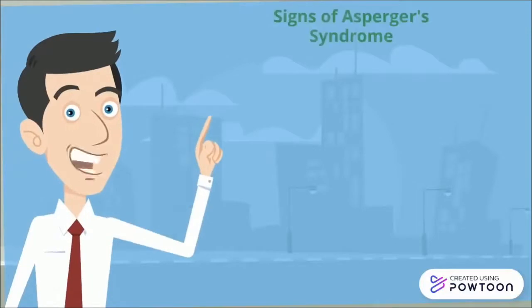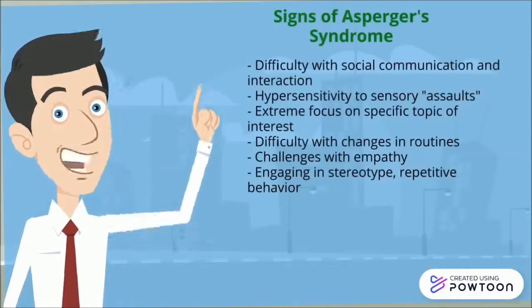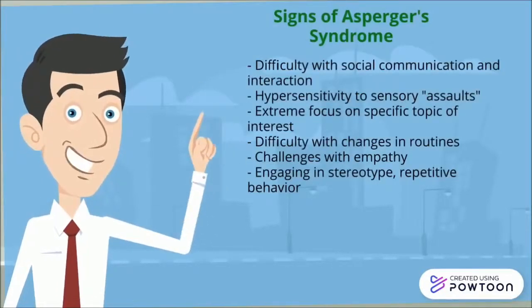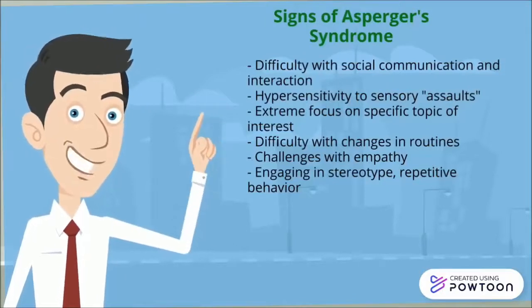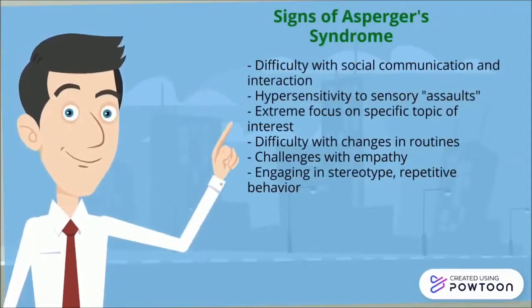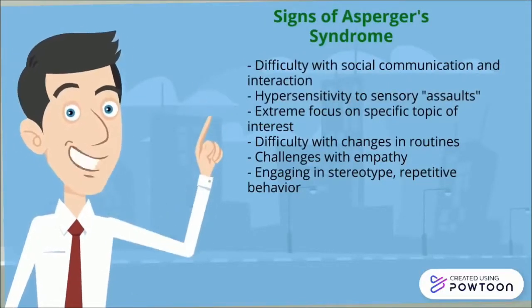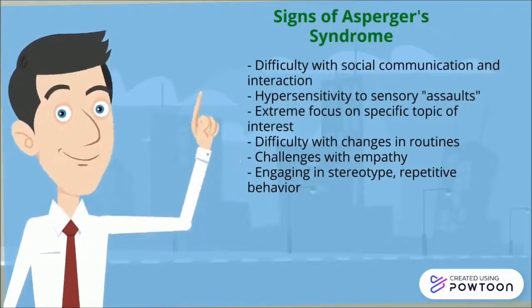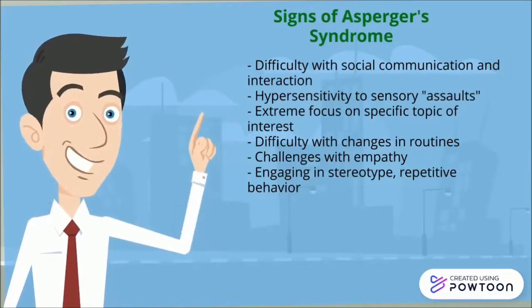Signs of Asperger's syndrome: difficulty with social communication and interaction, hypersensitivity to sensory assaults, extreme focus on a specific topic of interest, difficulty with changes in routines, challenges with empathy, engaging in stereotyped repetitive behavior.